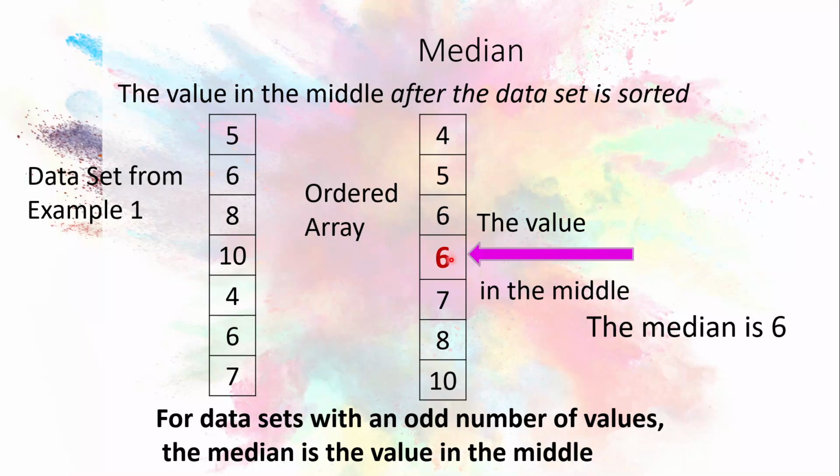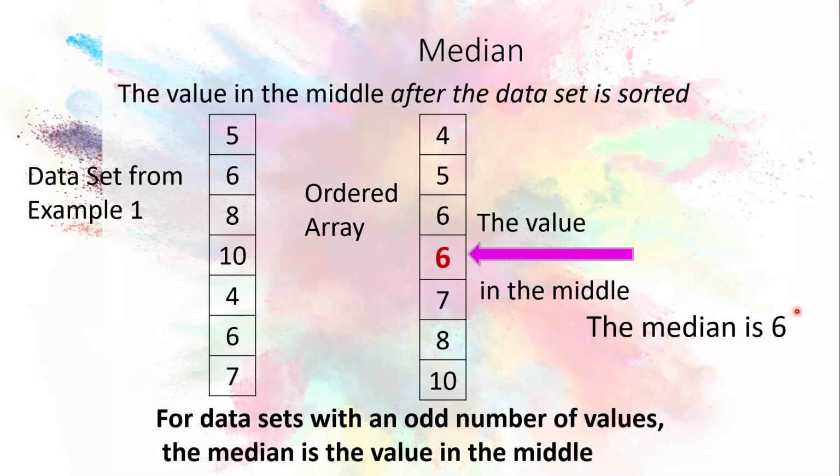How do I know it's the number in the middle? Well, there are 3 numbers above it, 3 numbers below it. It's in the middle. Whenever you have a data set with an odd number of values, the median will always be the value in the middle after it is sorted. So in this case, the median is 6.